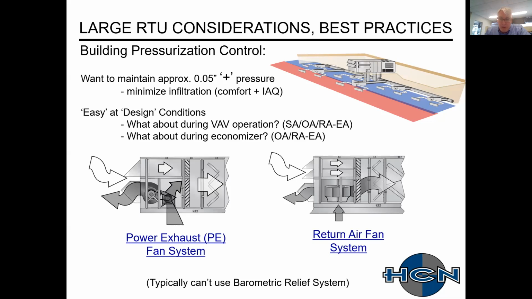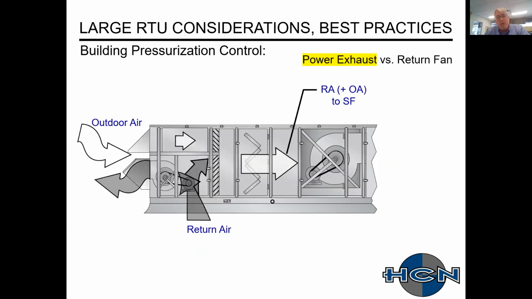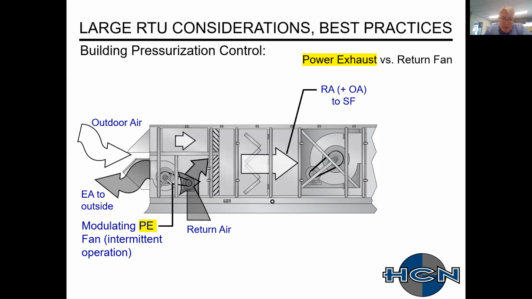Let's go through explaining just the two differences between power exhaust and return fan. Here we have a cutaway view of a rooftop unit. You have your outside air on the left mixing with your return air. It then travels to your supply fan. What you'll have, in the lower left-hand corner, is an exhaust air connection to the outside. We have a modulating power exhaust fan.